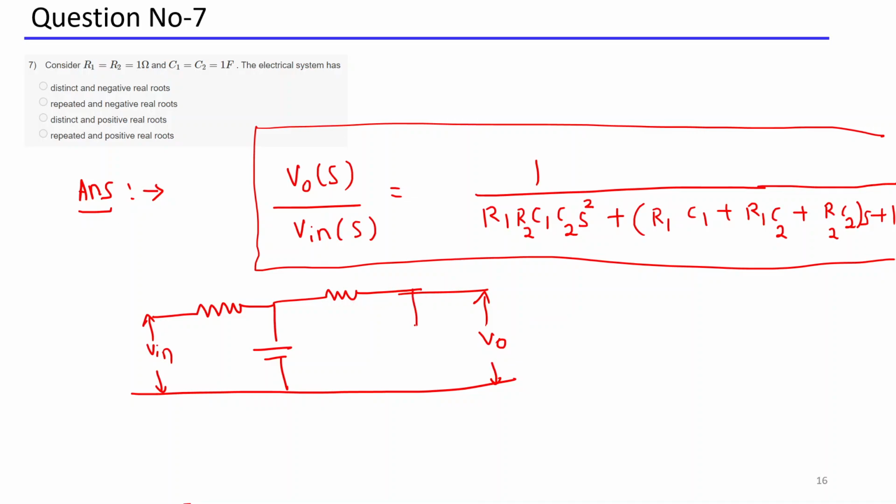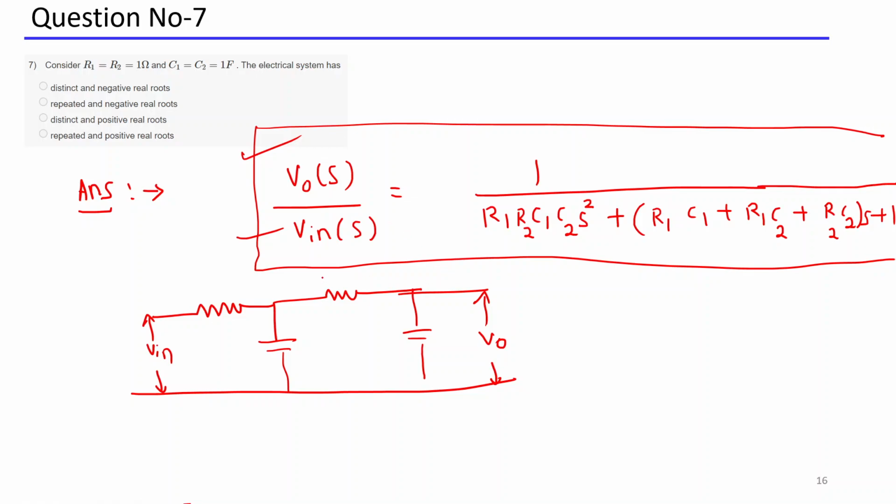Suppose C2 is there, and suppose this C1 is not there. Let's say I have removed C1. Then you just put C1 equal to 0. And suppose R2 is not there, you just put R2 equal to 0. So if you know this formula, then if any T type ladder network is given to you, you can find out the V naught S by V in S easily. So just remember this formula.